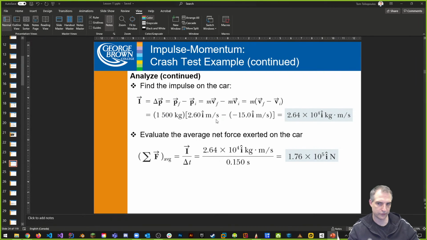No time is involved here at all. Once we find the change in momentum, the difference between the initial momentum and the final momentum, that's the impulse in this particular case. And once we have the impulse, we can figure out the average net force exerted on the car.